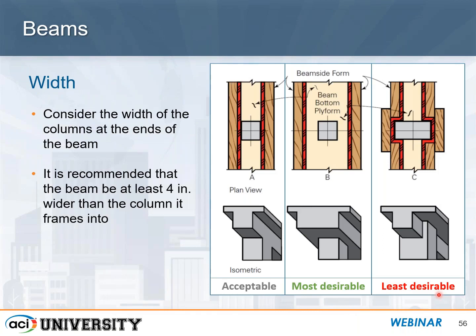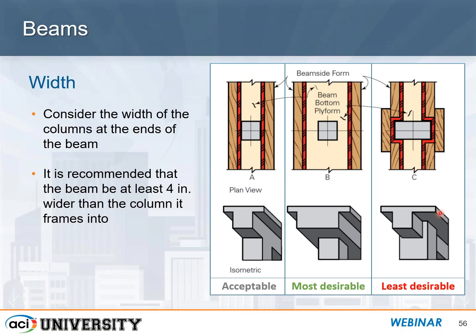Now let's talk about the beam width. This figure has been around forever, and it's still worth repeating because it's still very relevant in terms of what's the most economical beam width you should use in terms of overall constructability. Okay, if you look at the plan view A and that isometric right below it, that's where the formwork, and I should say the beam width is the same as the width of the column it's framing into. Has the simplest formwork. It's certainly an acceptable solution.